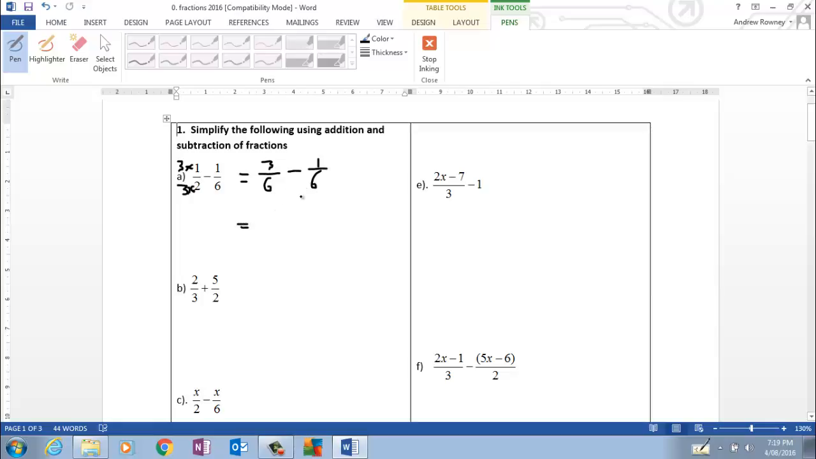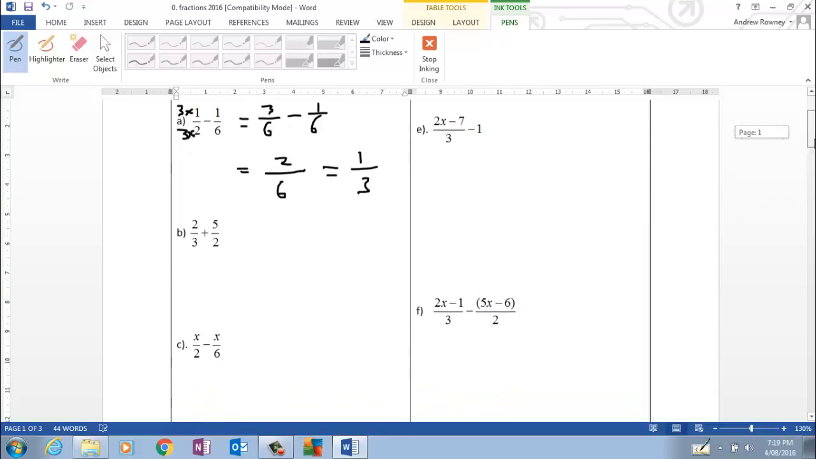Because they're the same denominator, we just keep that the same, and we subtract the top. 3 take 1 is 2. So that's your answer, 2 on 6. You could cancel that down by dividing the top and the bottom by the same number, by 2, and you'll get a third.